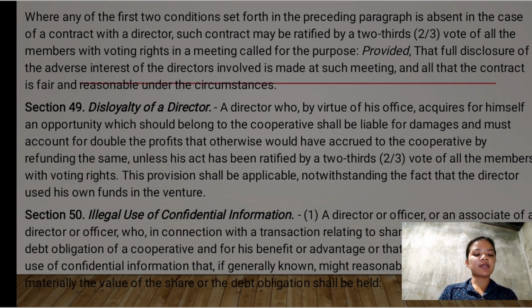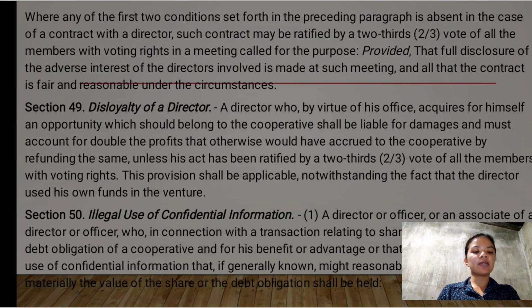Section 49 addresses the disloyalty of a director in a cooperative. First, a director who, through their position, acquires an opportunity that should have belonged to the cooperative is liable for damages. Second, the director must refund double the profits that the cooperative would have earned from the opportunity unless the action is ratified by a two-thirds vote of all members with voting rights.